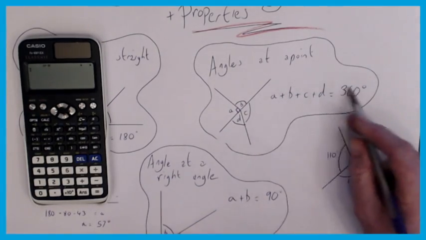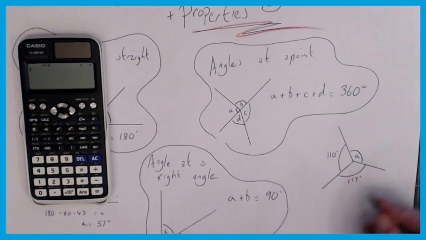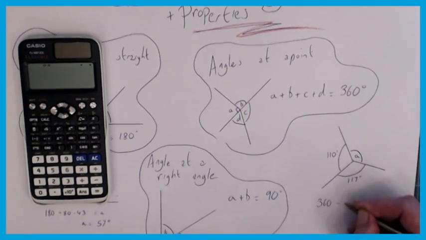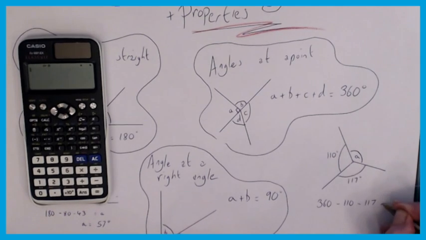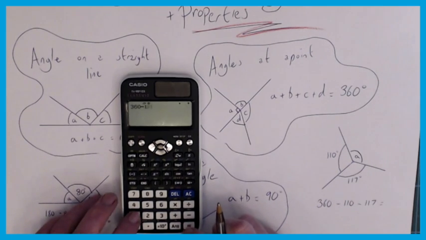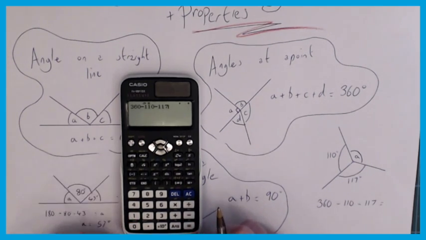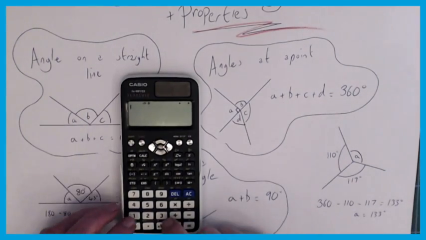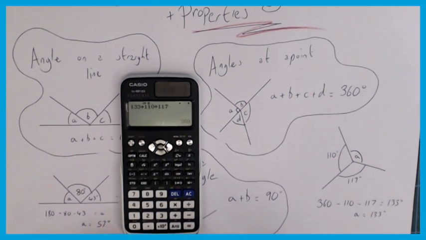Now, if you remember back, the angles on a point all add up to 360. So we know two angles here, and we've only got to work out this one. So we're going to do 360, take away 110, take away 117. So we're taking away the angles we know to try and find the angle we don't know. And on our calculator, we do 360, take away 110, take away 117, and that should equal 133. So A equals 133 degrees. Again, you double check: 133 plus 110 plus 117 should equal 360, which it does. So we know that's correct.